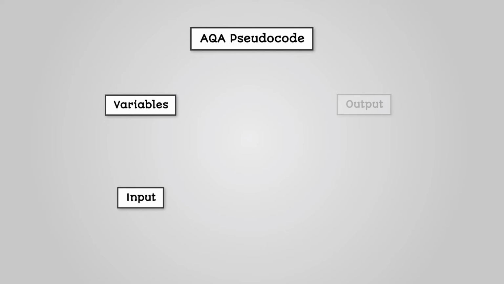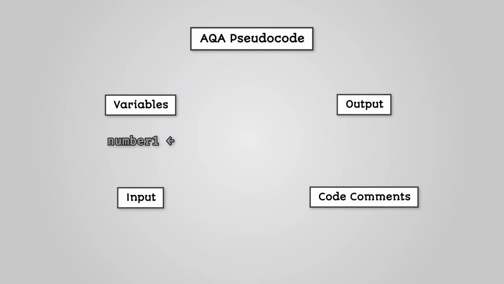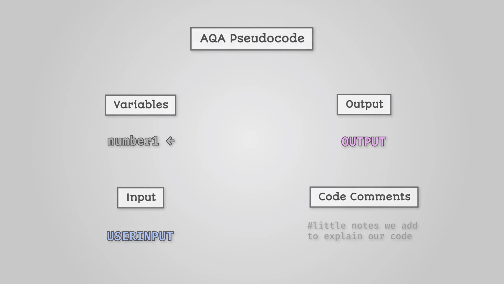We'll be using pseudocode throughout the programming lessons later in this course, but let's have a look at some of the basics now. Variables are created by simply stating their name. Assigning a value to a variable uses the left arrow sign. Getting input from a user and storing in a variable uses the user_input command. Printing out to the console, displaying output to the user, uses the output command. Comments, little notes we add to explain our code, are written using a hash symbol.